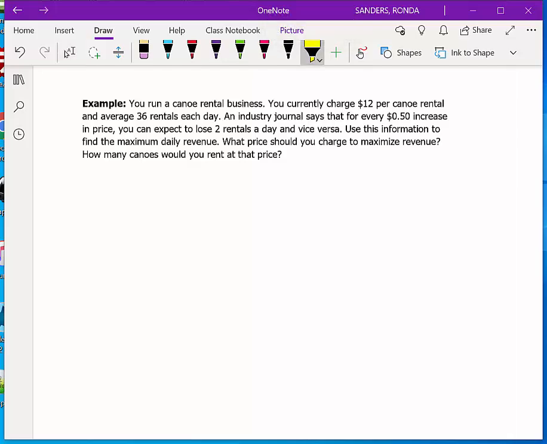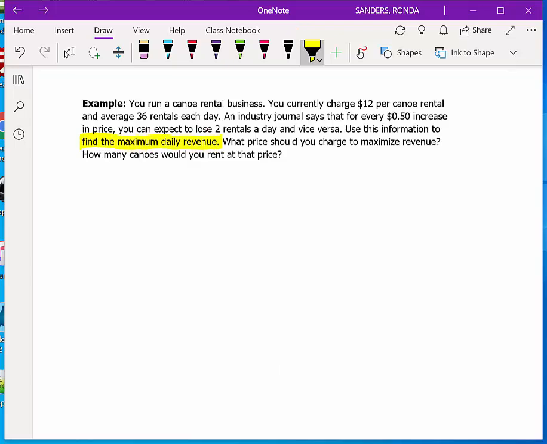For example, say you run a canoe rental business. You currently charge $12 per canoe rental and average 36 rentals each day. An industry journal says that for every 50-cent increase in price, you can expect to lose 2 rentals a day, and vice versa. Use this information to find the maximum daily revenue.